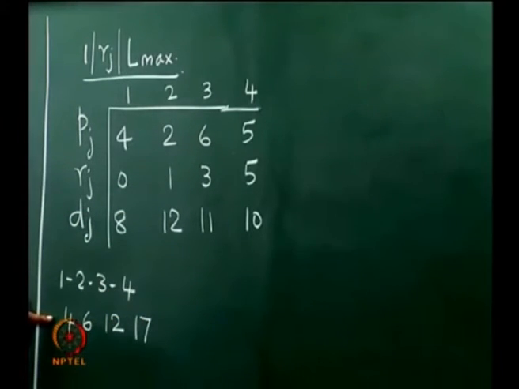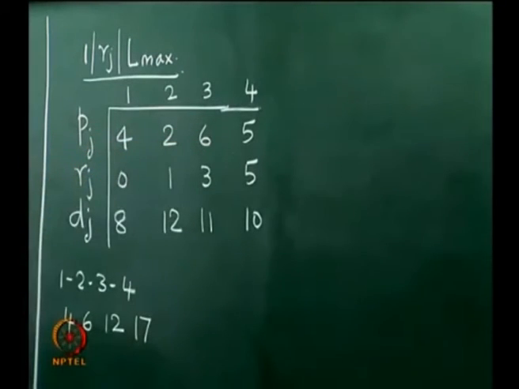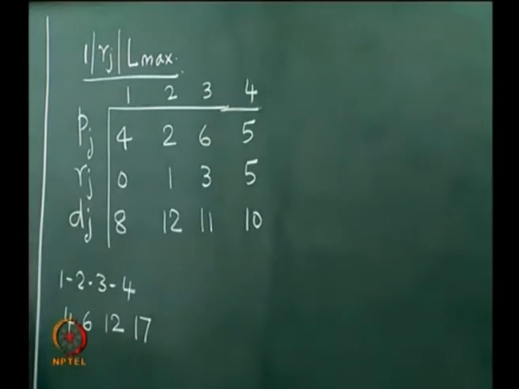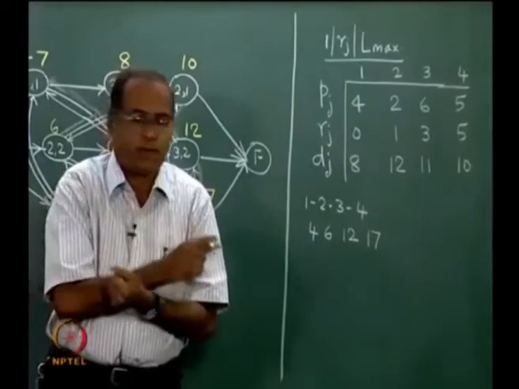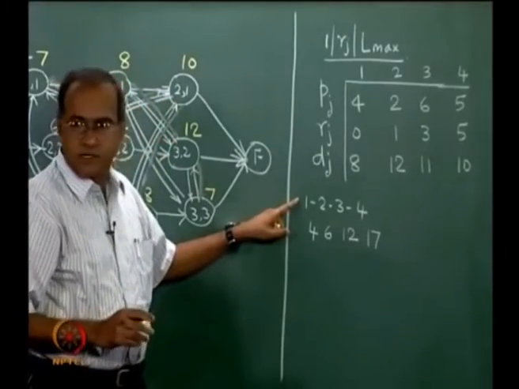These are the completion times: 4, plus 2 is 6, plus 6 is 12, plus 5 is 17. We have not encountered a situation where the machine has to wait for a job arrival; that has not happened in this particular sequence.